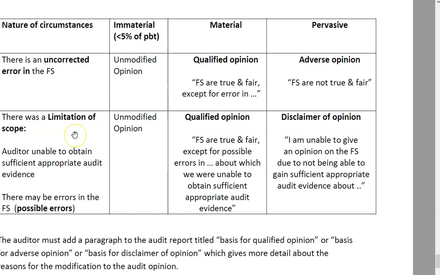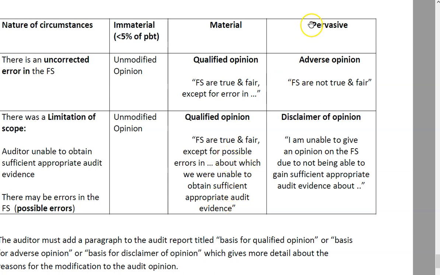Where there is a limitation of scope, where the auditor was unable to obtain enough appropriate evidence, and the size of the area about which they were unable to obtain enough evidence is material, then the auditor gives another qualified opinion, same as here, except you can't say there's an error in it. What you say is the financial statements are true and fair, except for possible errors, and you say where the area is, about which we're unable to obtain sufficient appropriate evidence.